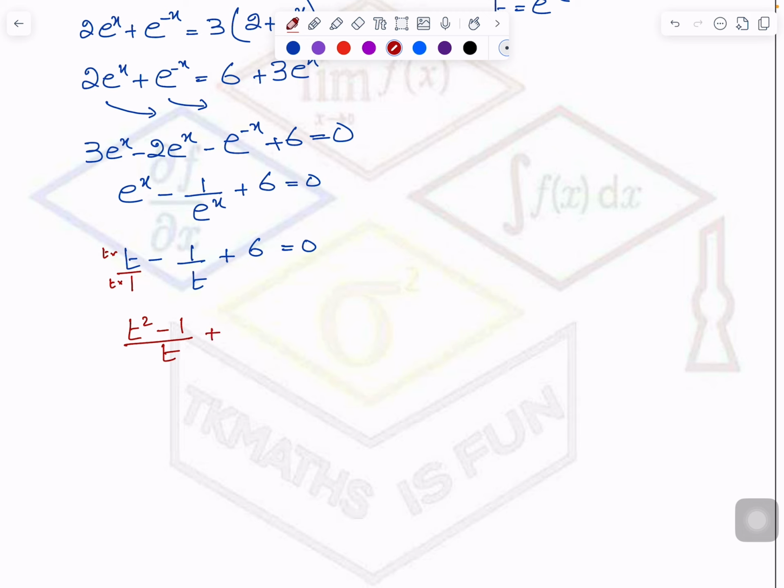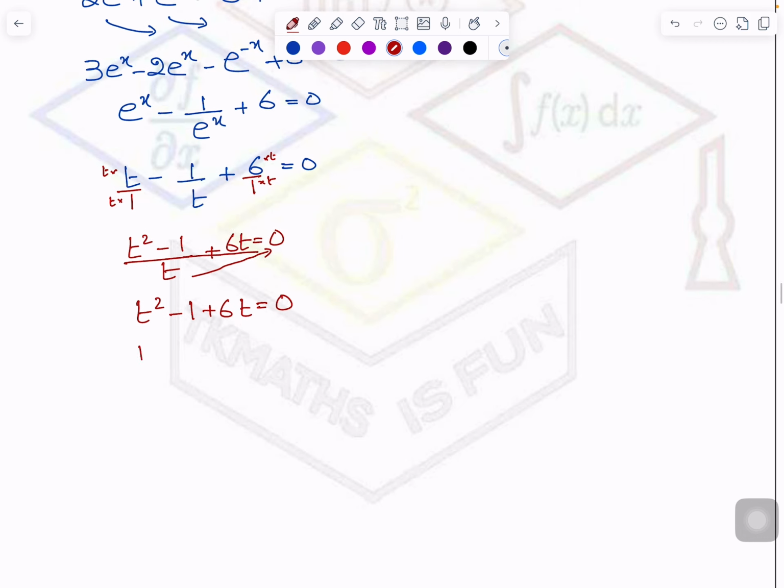Plus 6. After that, t squared, or we can take the LCM here also at the same time, so no need to write it in the next step. So it will become 0. Then this will go here and it will disappear. 0 times anything is 0. So now it is t squared plus 6t minus 1.